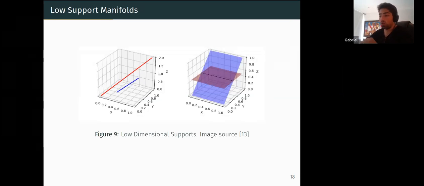When we have low dimensional support, it means that in high dimensional spaces, the supports of real and generated distributions are often disjoint, such as in the image on the left, or negligible as in the image on the right. And this is going to have some very important consequences on the way we measure distance between distributions and the effect it's going to have on the convergence of probability distributions in high dimensional spaces.